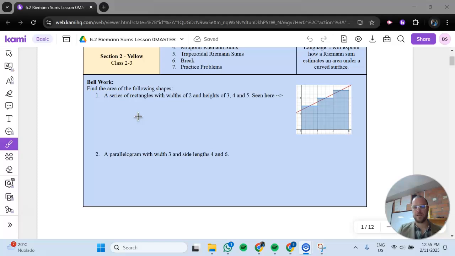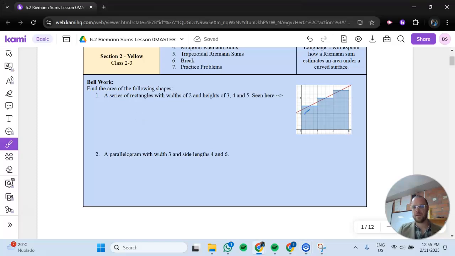What we've got is a series of 3 rectangles. This first rectangle here is going to be a width of 2 and a height of 3. So that's simply going to be 2 times 3. Then we're going to add the middle rectangle, which is a width of 2 and a height of 4. So 2 times 4. And then this last one, which is a width of 2 and a height of 5. Putting that all together, we will get 6 plus 8 plus 10, or 24.